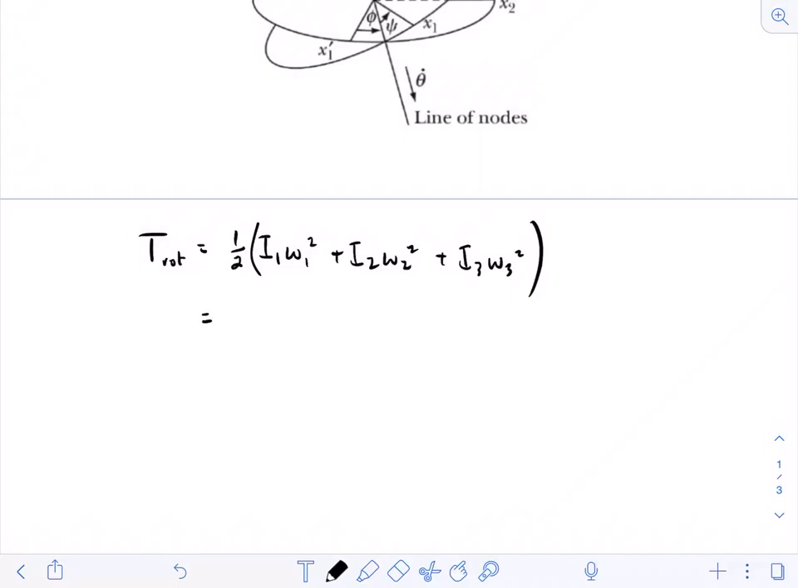But we've already said that I1 and I2 we're just going to call I, so we get 1/2 I (omega 1 squared plus omega 2 squared). And then I3 is IS, so we get 1/2 IS omega 3 squared. Now I guess it was probably two videos ago that we wrote omega 1, omega 2, and omega 3. This is the angular velocity in terms of components along the principal axes. We wrote those components in terms of the Euler angles.